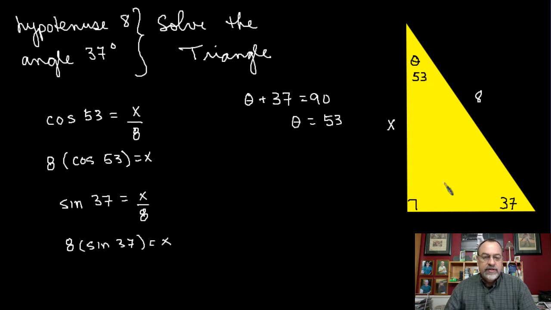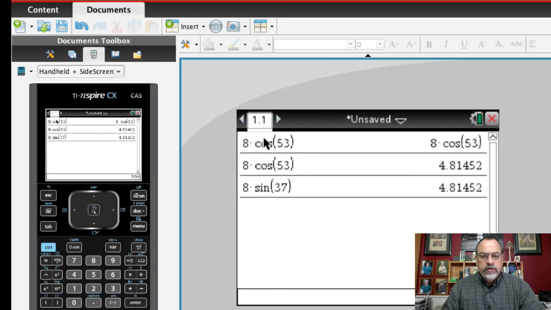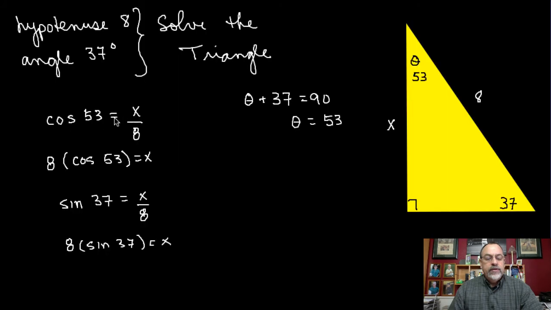To further prove that, let's just go ahead and calculate both of these. So if we calculate those, you'll notice here I have 8 times the cosine of 53 gives me 4.81452, and 8 times the sine of 37 gives me the exact same value. It really doesn't matter which one of the two angles you use, as long as you write the correct ratio and solve it correctly, you're going to get the same answer. So again, this would be my exact answer. My estimated answer would be the 4 point whatever we got.